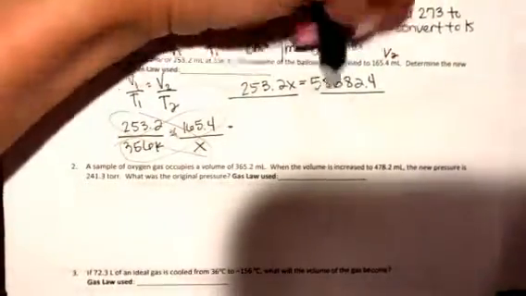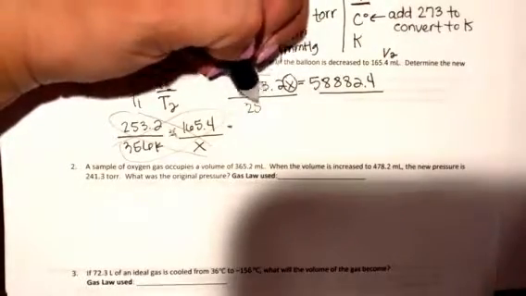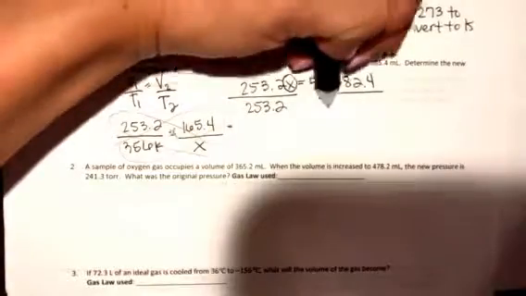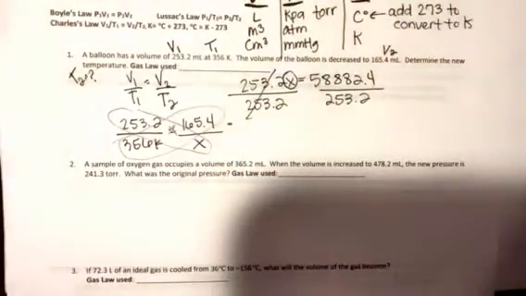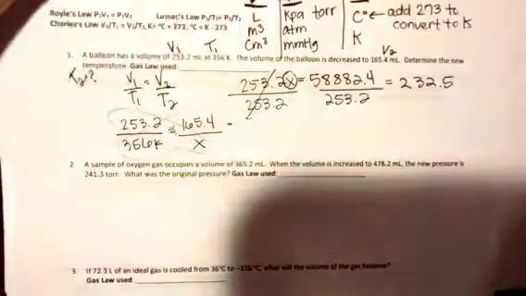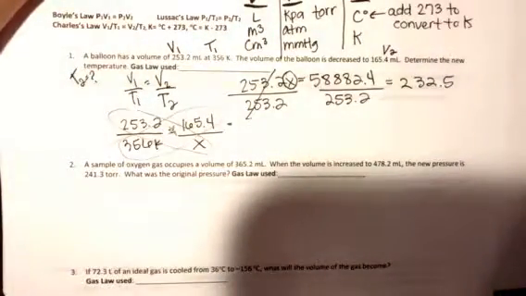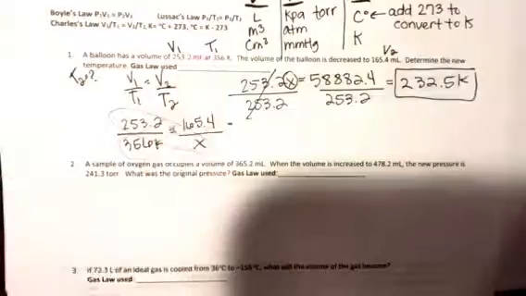I have to divide by this number so I can get X all alone. When I divide by that number, you have to do it on both sides. That cancels. It comes to 232.5, and I was looking for T, so it's Kelvins because the temperature was given in Kelvins.